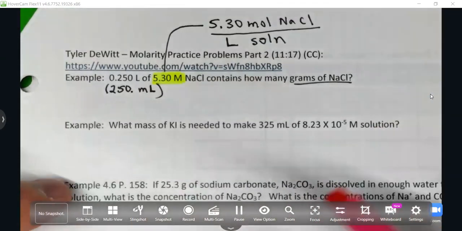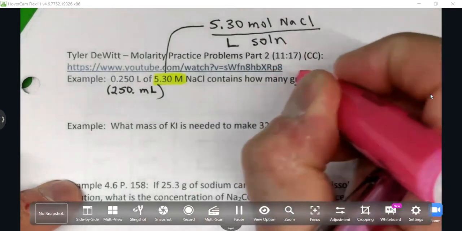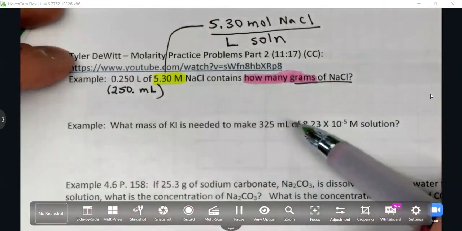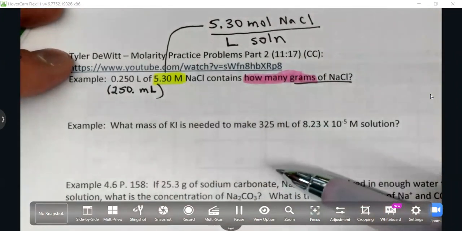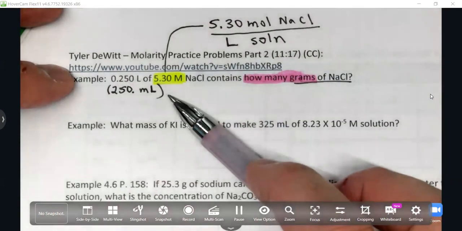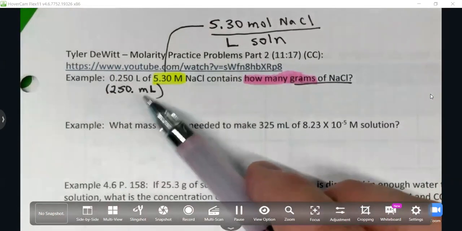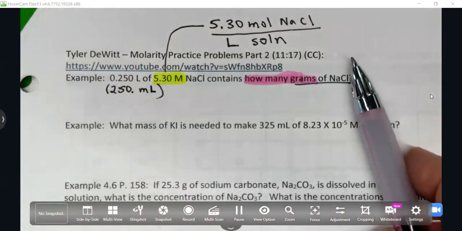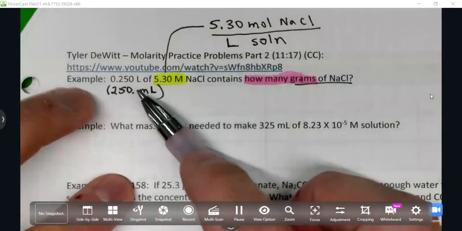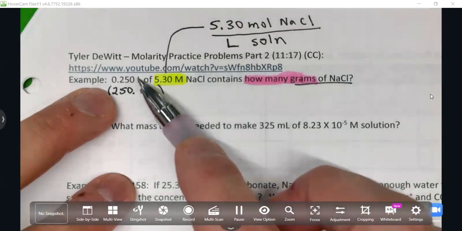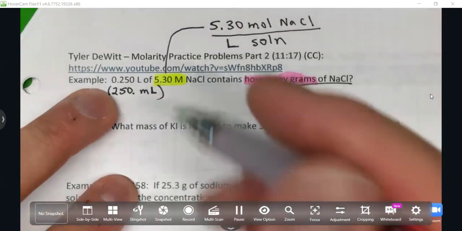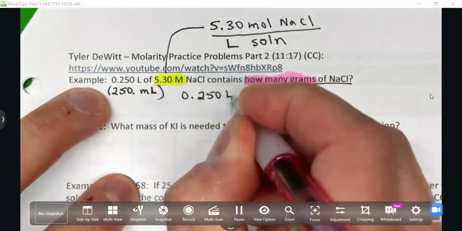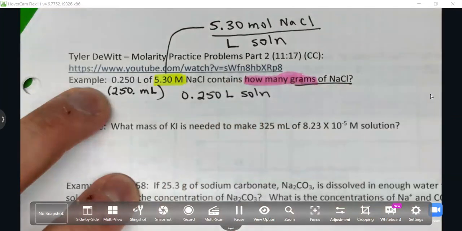So we have to get grams. How many grams? We know if we get moles, we can get grams. So the solution technique, again, most instructors are going to give you a formula for this, which is just mind-blowing to me. Start with a single unit number, which is the liters. So we're going to start with the liters. So we have 0.250 liters of solution.